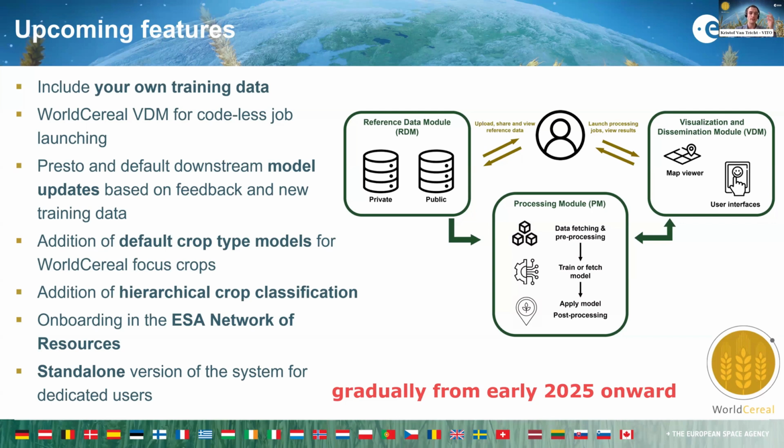The WorldCereal visualization and dissemination module also will get a decent upgrade, where codeless job launching will be implemented, so that even the notebook is not required anymore. We keep on upgrading Presto, fine-tuning Presto, and upgrading the downstream model based on feedback that we did get and new training data that we can get our hands on. We will also start gradually adding default crop type models, which currently are not there yet for the WorldCereal focus crops. Also on the roadmap is the addition of hierarchical crop classification. So now it's a flat classifier that maps all your custom crops at once. We are planning to make that a hierarchical crop classification.